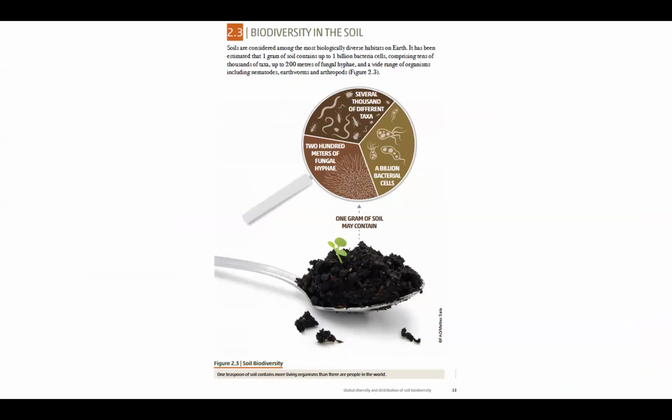You've probably seen or heard of this kind of quote before. You get this teaspoon of soil, and there are more organisms in this, or actually 1 gram of soil, which is just a fraction of that teaspoon, than there are people on Earth. The idea is these organisms are incredibly abundant and incredibly diverse.